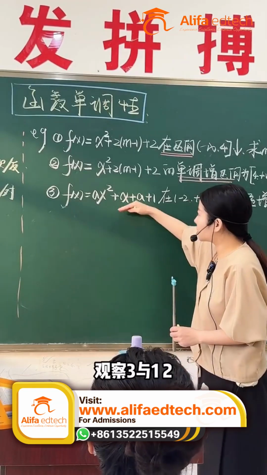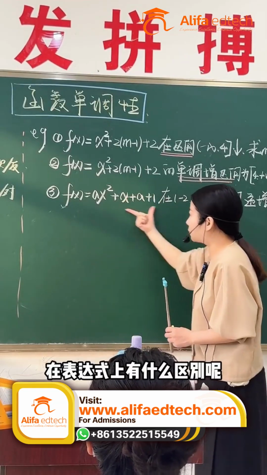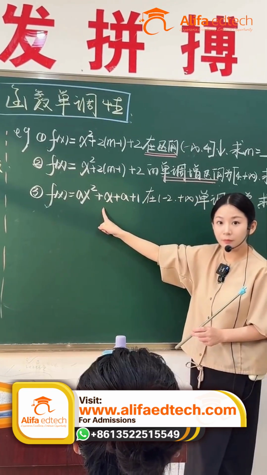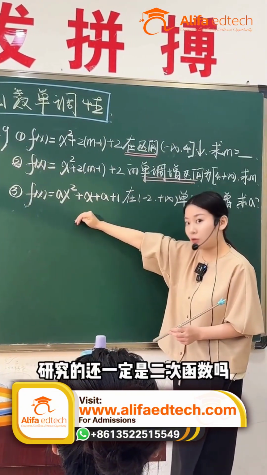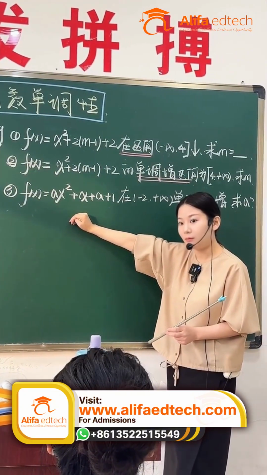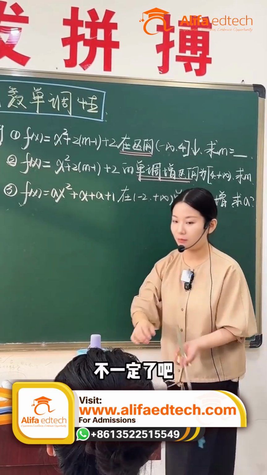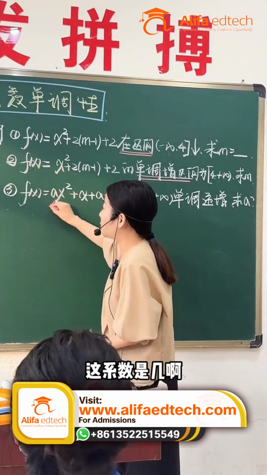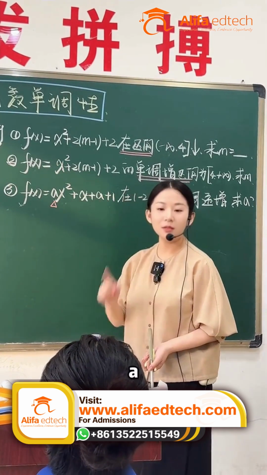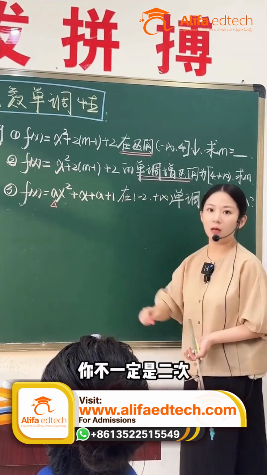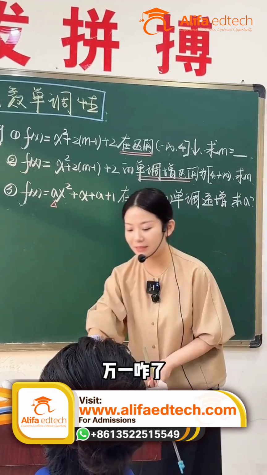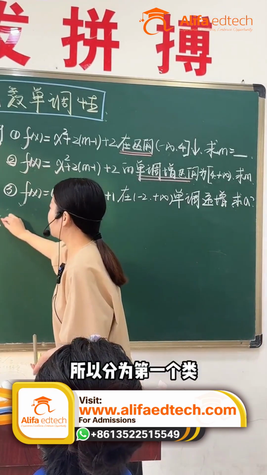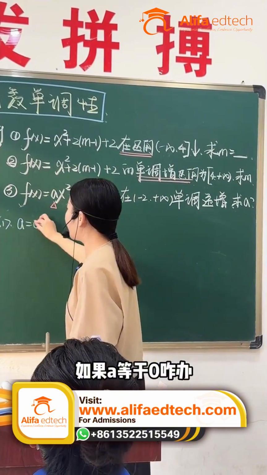Observe the difference between the expression in 3 and the ones in 1 and 2. Are we still necessarily studying a quadratic function? Not necessarily. Look, aren't these coefficients both 1? What's this coefficient? A. The type determines the method. It's not necessarily quadratic. What if a is 0? Then we divide it into the first case. What if a equals 0?